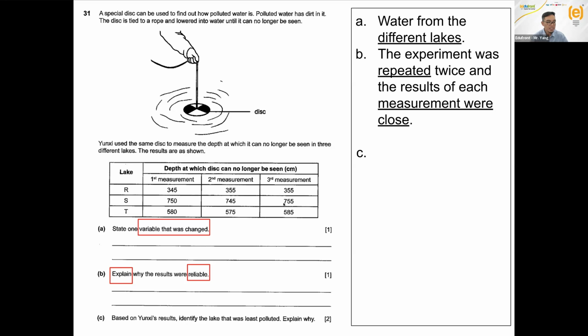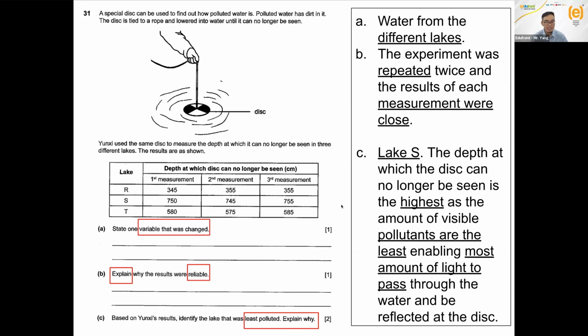Okay, the answer is not R. The answer is not R. Okay, the answer is S. Okay, for those of you who put R, please listen carefully. Why is the answer S? Okay, if you look at the measurement, right? The depth of the disc can be seen from the furthest distance.